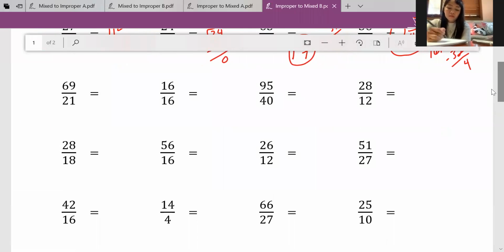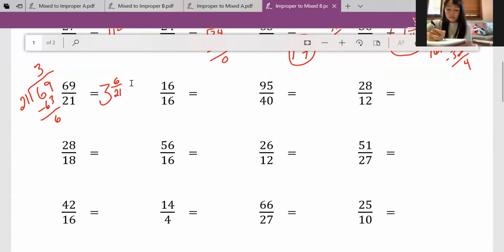Okay, so I have 69 over 21. I'm going to write this as a division equation. The denominator is on the outside, it's the divisor, and the numerator, the top number, is the dividend. I know that 3 times 21 is 63. That's pretty close. So I'm going to put a 3 up here, and that quotient is also my whole number for the mixed number. 3 times 21 is 63. And when I subtract 69 minus 63, I get 6. And that's going to be the numerator, and the denominator stays the same.